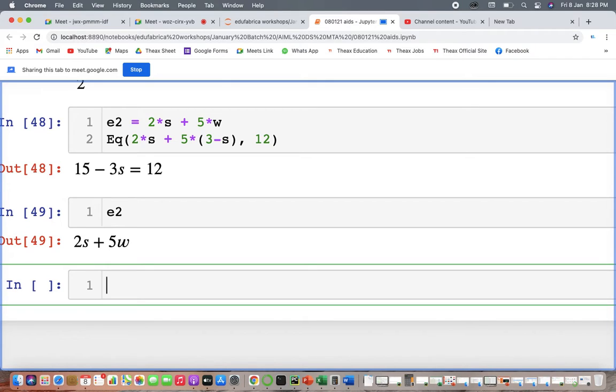2s plus 5w basically, and w is being used as 3 minus s. What you can see there, right? So 2s plus 5w is equal to, finally you see that it is 15 minus 3s is equal to 12. That is the thing, right? So can you tell me the value of s? Anyone quick? 15 minus 3s is equal to 12. How can you solve it quickly?